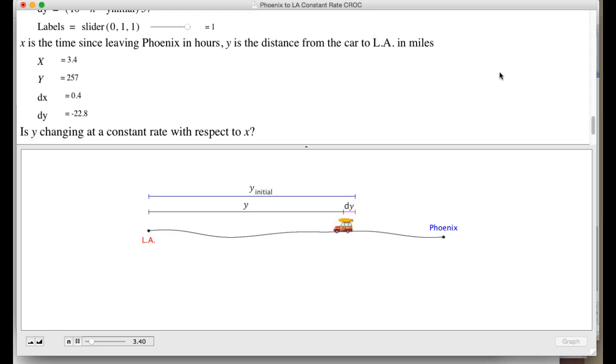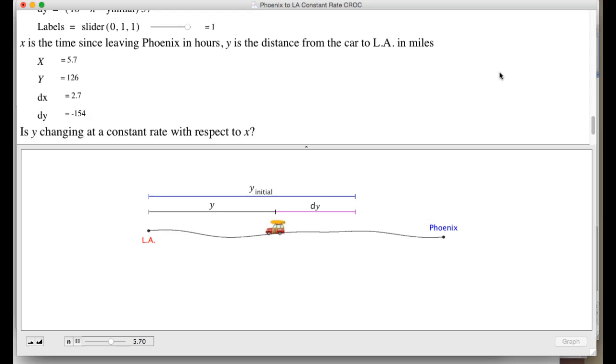Okay. So now I'm showing you, as we're driving, the current values of x, y, dx, and dy. Notice y is decreasing, dy is negative. And so looking at how these numbers are changing, is y changing at a constant rate with respect to x?